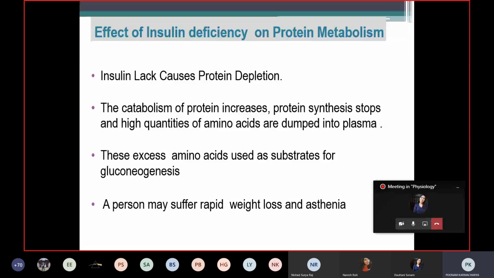Asthenia is the feeling of weakness. So a person who has insulin deficiency will have rapid weight loss and weakness. So, about the consequences of insulin deficiency.